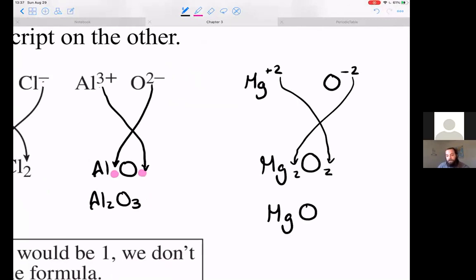So if you can divide, in this case, I could divide both of those subscripts by 2 and get a smaller number, then you do that. You reduce your subscripts just like you reduce fractions. I couldn't do that over here, so that's why that remains Al2O3. Okay.